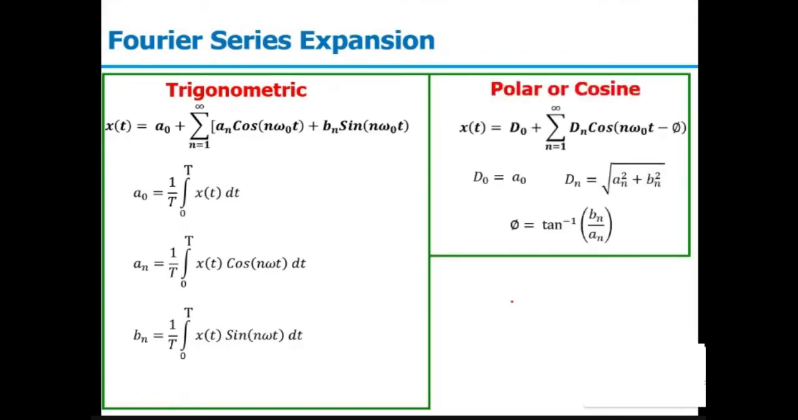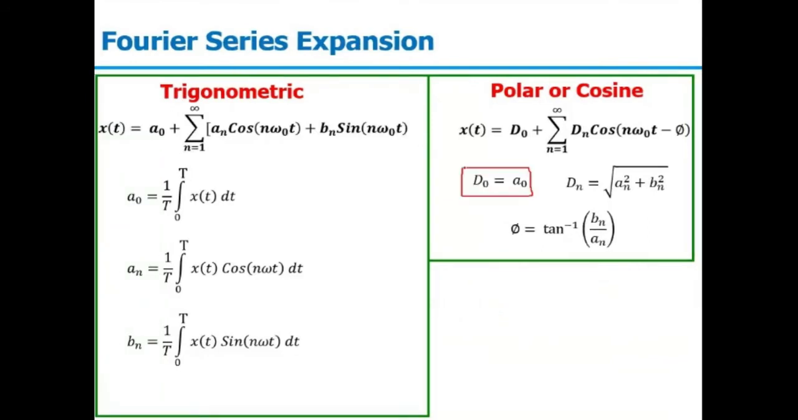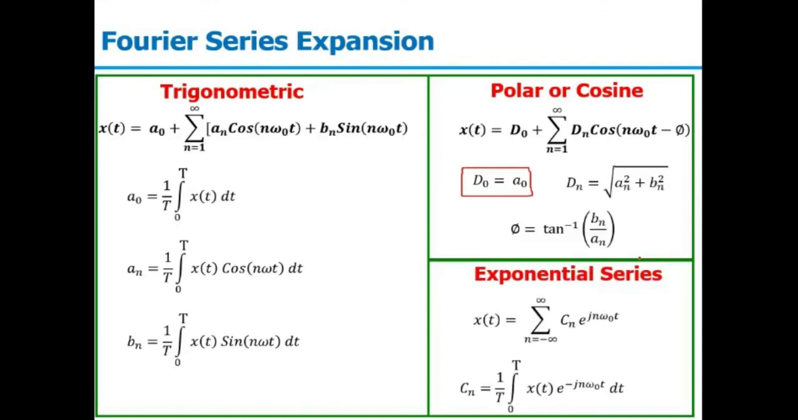Similarly, for the cosine Fourier series expansion or polar Fourier series expansion, it is x(t) equal to d naught plus summation n equal to 1 to infinity dn cos(n omega naught t minus phi), where d naught is equal to a naught, dn is equal to square root of an square plus bn square, and phi is equal to tan inverse bn upon an. And the third one, the exponential Fourier series, x(t) is represented as a summation n equal to minus infinity to infinity Cn e^(j n omega naught t), where Cn is given as 1 upon T integration over a time period x(t) e^(minus j n omega naught t) dt.